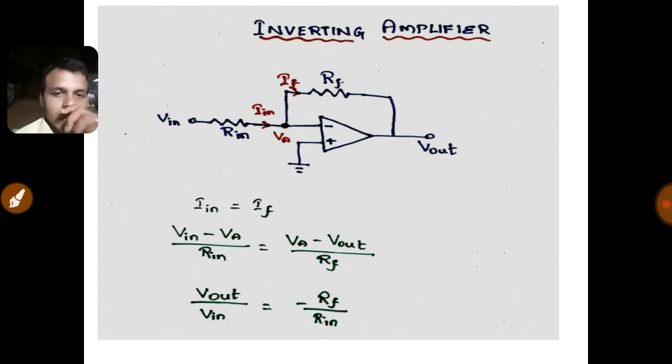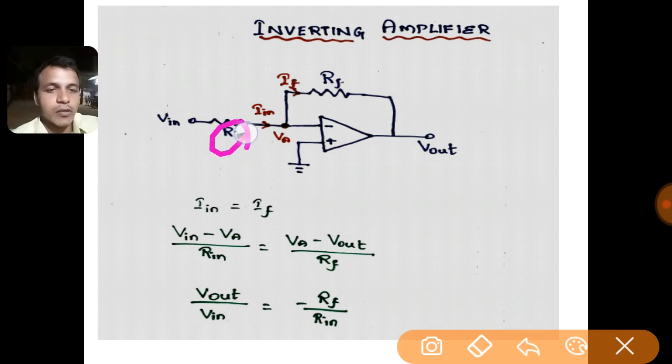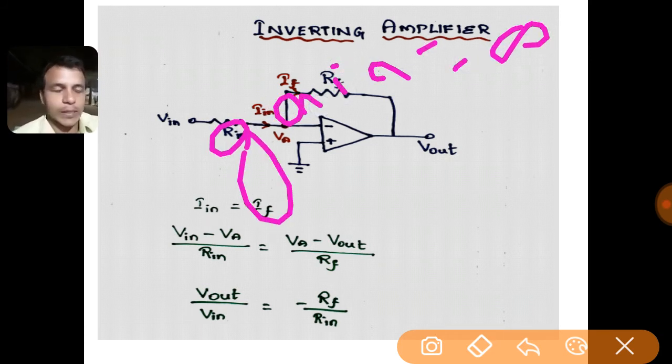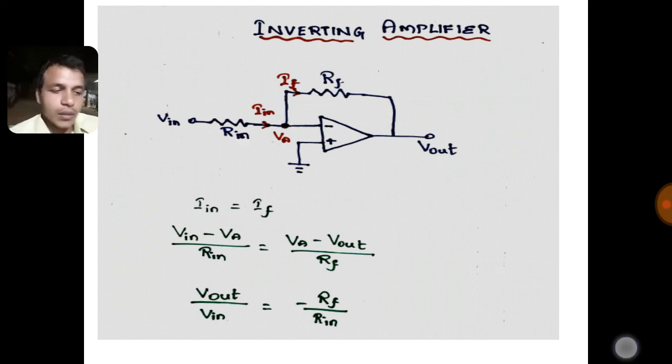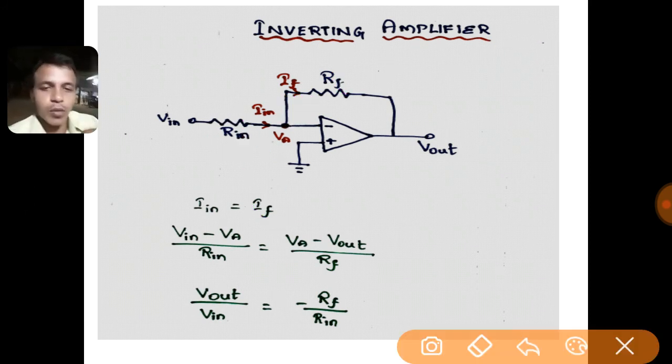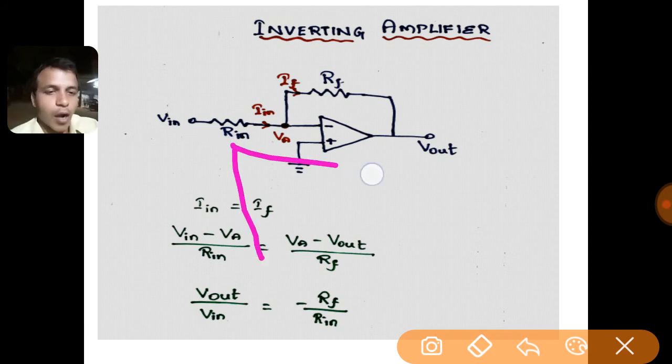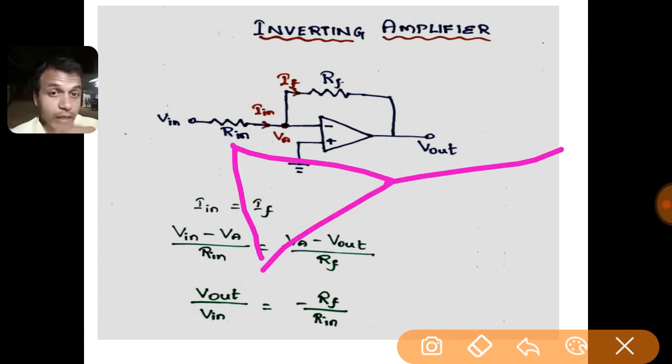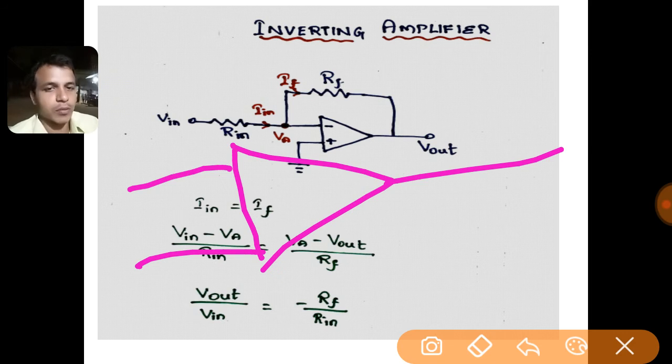Now again let us recall the characteristics of an ideal operational amplifier. The ideal operational amplifier has a gain of infinity. So the gain of an operational amplifier is infinity. Then what is the action being done by an operational amplifier? An operational amplifier does not amplify any voltage, but it amplifies the difference of voltage between the two input terminals. We have two input terminals for an operational amplifier, the inverting input terminal and the non-inverting input terminal.